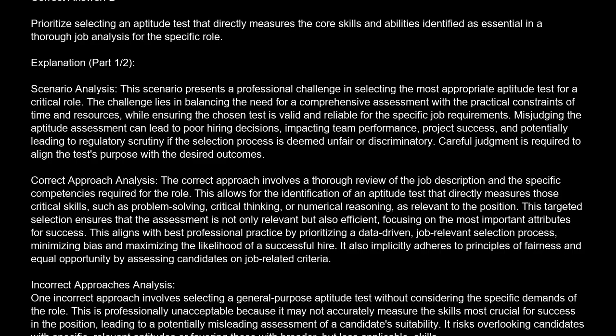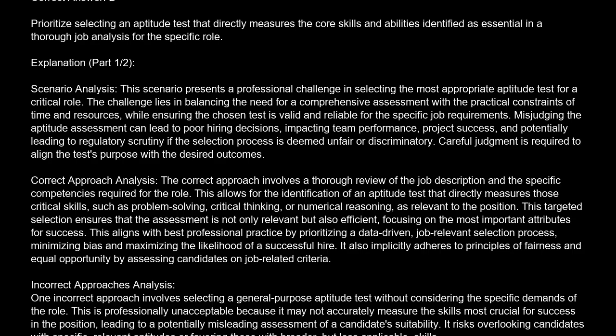This targeted selection ensures that the assessment is not only relevant but also efficient, focusing on the most important attributes for success. This aligns with best professional practice by prioritizing a data-driven, job-relevant selection process, minimizing bias and maximizing the likelihood of a successful hire. It also implicitly adheres to principles of fairness and equal opportunity by assessing candidates on job-related criteria.